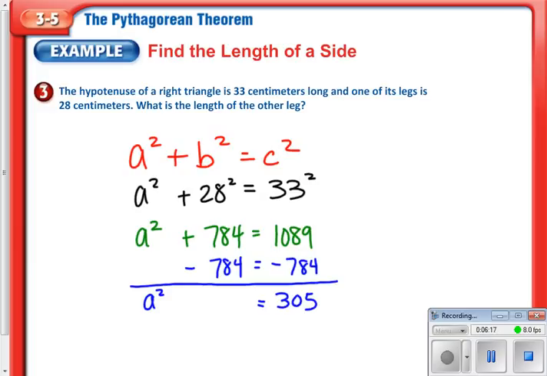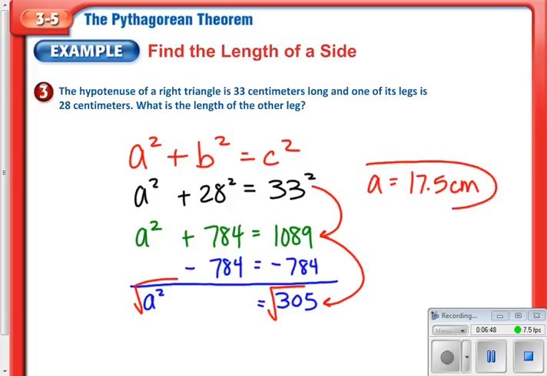Okay, after you figure out what your squares are, the next thing that we would need to do is subtract 784 from both sides. When we subtract 784 from both sides, we get a squared alone, so we have a squared equals 305. To get rid of a square, we square root both sides. When you square root both sides, you find out a equals, and this again needs to be rounded to the nearest tenth. So we're going to go ahead and say that this is 17.5, and we need a label here because we're figuring out a side length, so 17.5 centimeters.